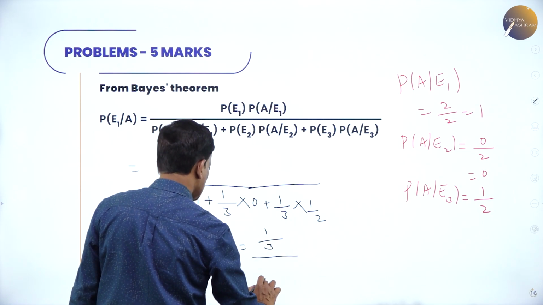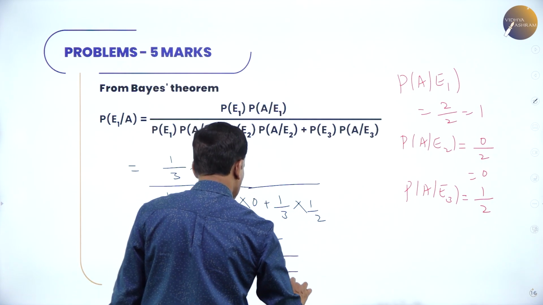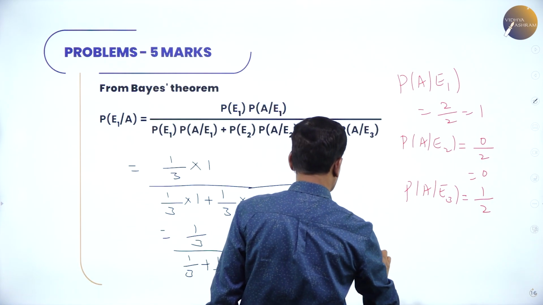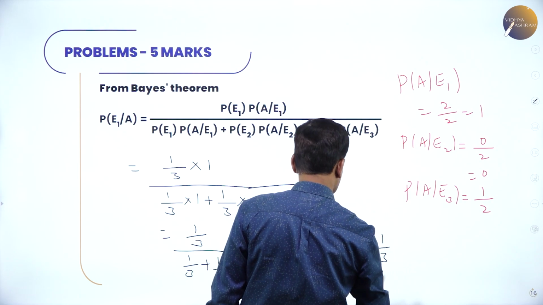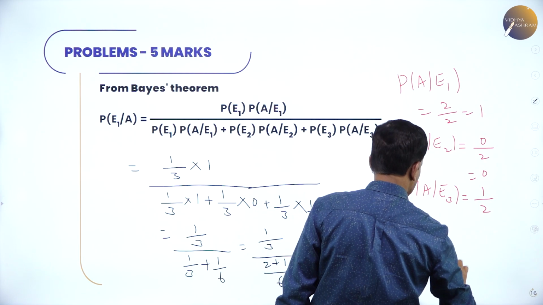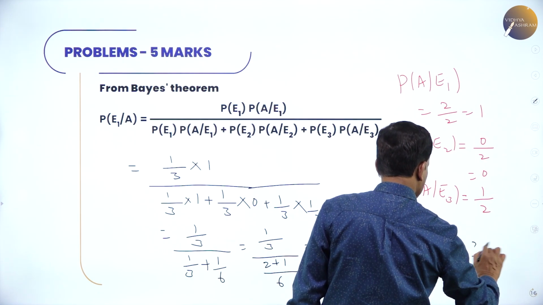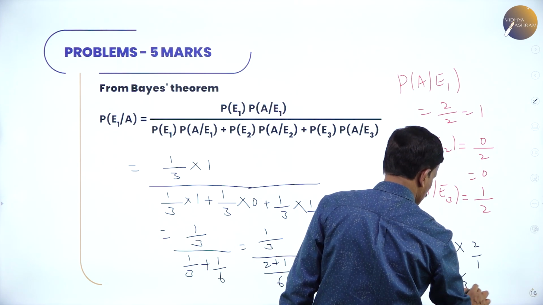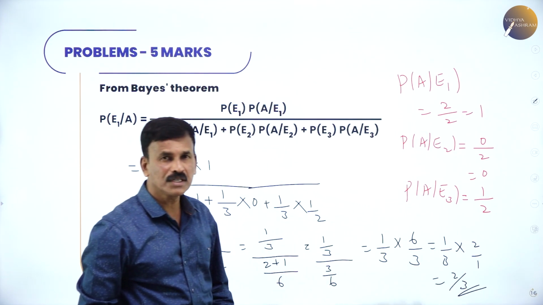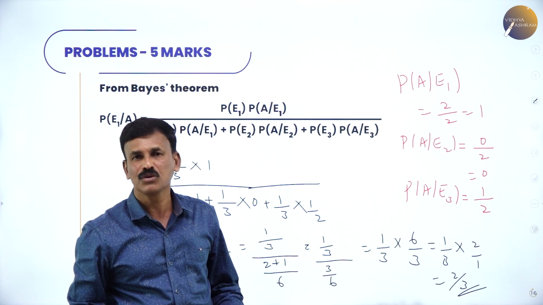Take 1 by 3 as it is. In the denominator, you can take 6 as the LCM. The 2 and 3 get cancelled, 2 plus 1. So, this is nothing but 1 over 3 into 6 by 3. That is 1 over 3 into 6 by 3. So, 3 1s are 3, 3 2s are 6. So, the required answer is 2 by 3. The probability of getting a gold coin from box 1 is 2 by 3. That's it. Hope you followed.